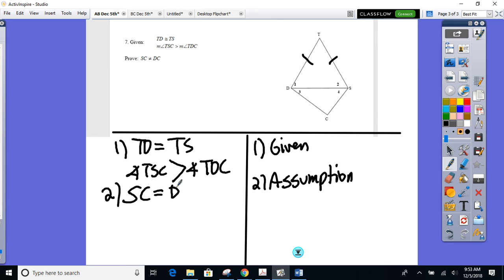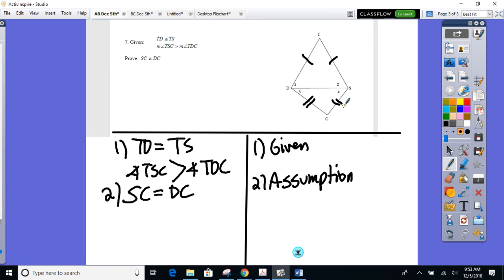SC equals DC. And remember, go mark it on your diagram because you can use that, it's a given. All right, now here's where we may have trouble. Which out of those two givens, which one am I going to contradict? Because usually you guys look for the not equal one, and that's the one all the time, but I don't have one here. Thoughts, Mason? Which one can I contradict? The greater than one? Yes, that is.